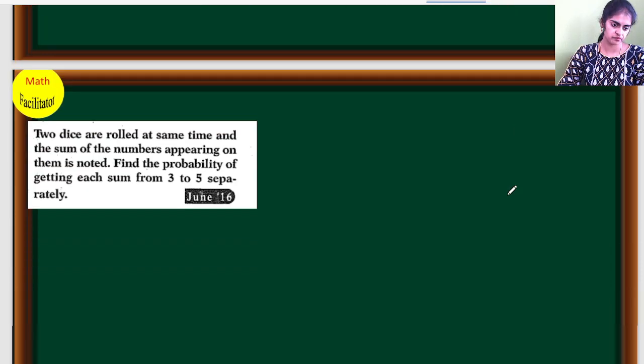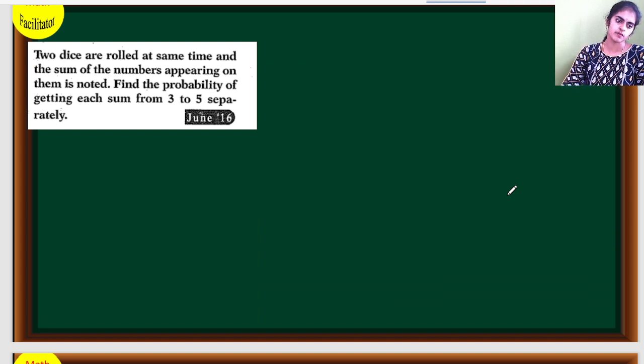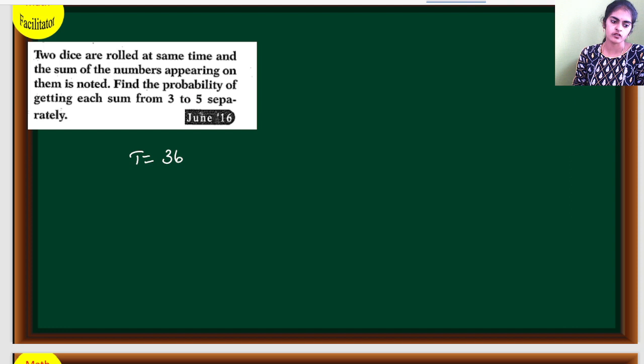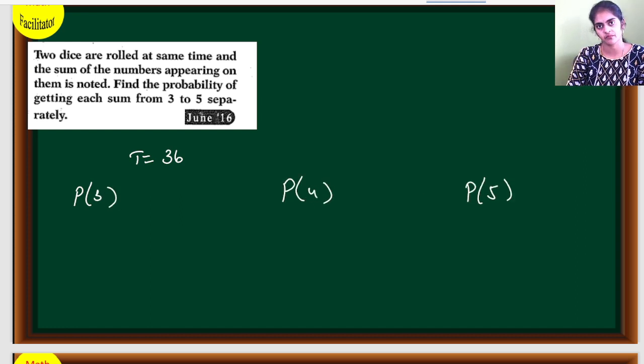So next question. 2 dice are rolled at the same time. The sum of the numbers appearing on them is noted. When 2 dice are rolled, the total outcomes are 36. Find the probability of getting each sum from 3 to 5 separately. So we need the probability of 3, the probability of 4, and the probability of 5 separately, that is sum 3, sum 4 and sum 5 separately.